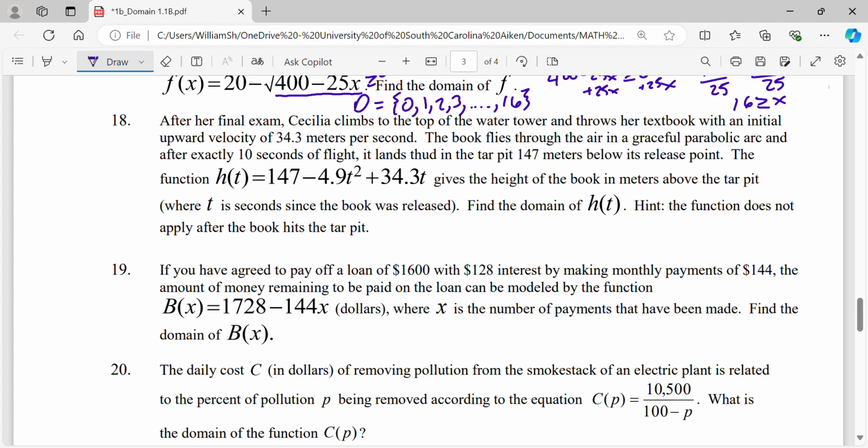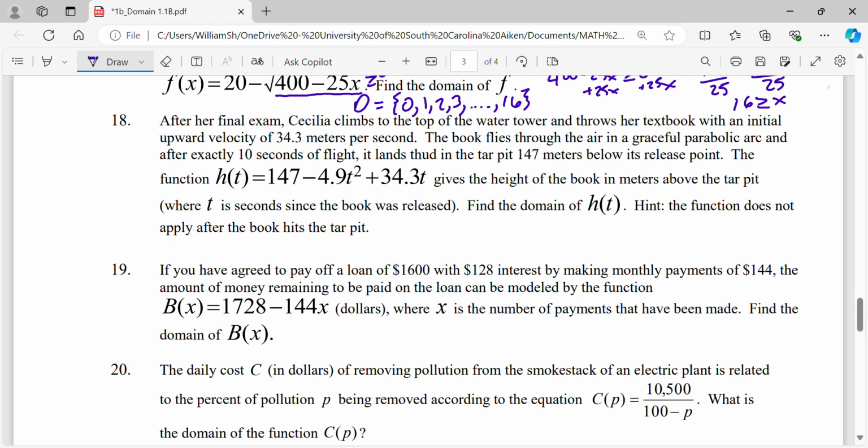The function h of t equals 147 minus 4.9 t squared plus 34.3 t gives the height of the book in meters above the tar pit, where t is the seconds since the book was released. We want to find the domain of h of t. Hint, the function does not apply after the book hits the tar pit. Alright, so we have this function here.